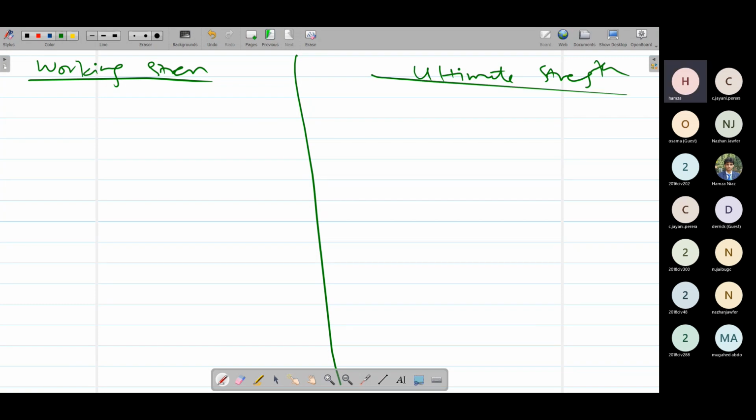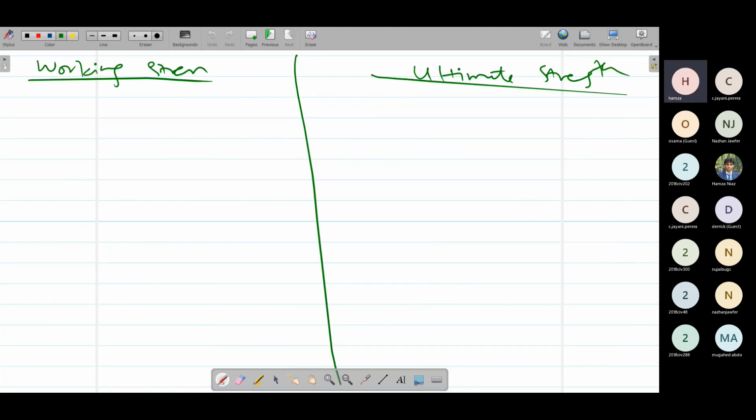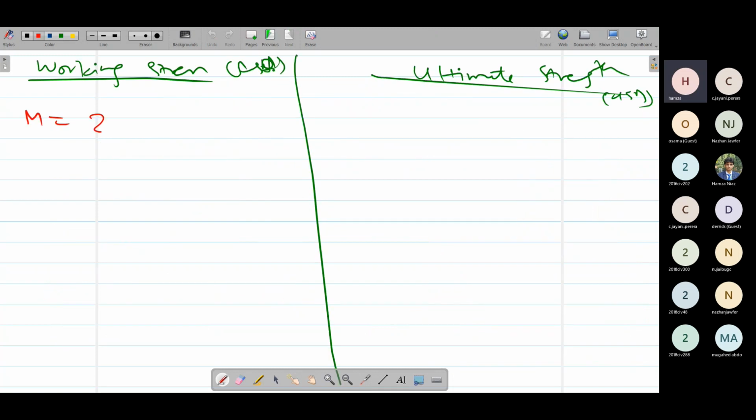Okay, so now we are going to design these steel values, the area of steel, using both methods, ESD as well as USD, ultimate strength design. For ESD, our moment is simply this, for example approximately 26. So our ESD moment is 26. For USD, our moment is 1.7 into 26, so that is 44.2, something like this.